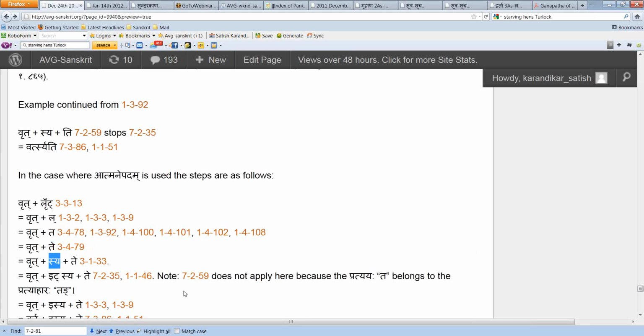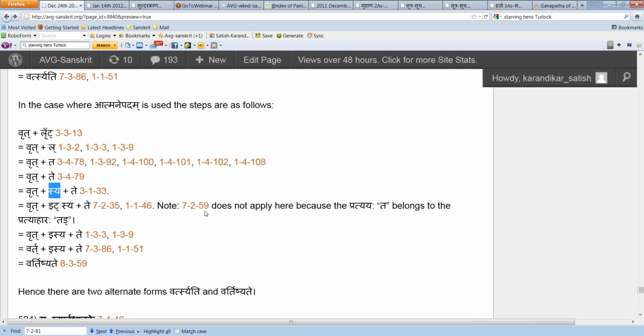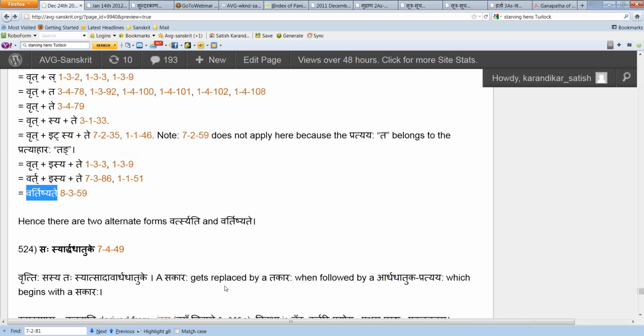Now we get idagama, because 7.2.59 said to apply only when atmanepadam was not there. Right now we do have atmanepadam, so 7.2.59 does not come here, because the pratyaya belongs to the tang pratyahara, which is atmanepadam. So we simply apply 7.2.35, ardhadhatukasya valadeh, and we get vartishyate. Idagama comes. Then finally we get pugantalaghupadhasya cha, uranraparaha, and adesha pratyayoho. So we get two forms, vartsyati and vartishyate.